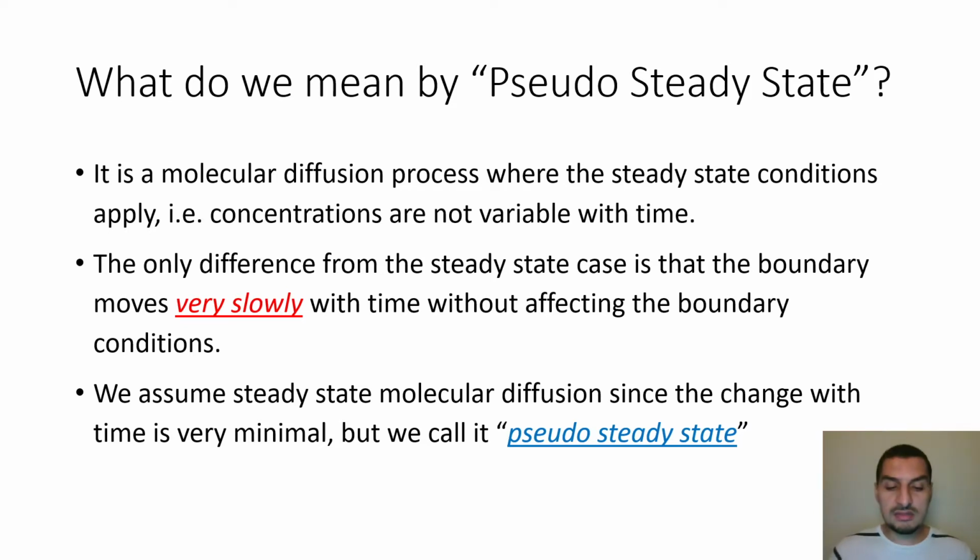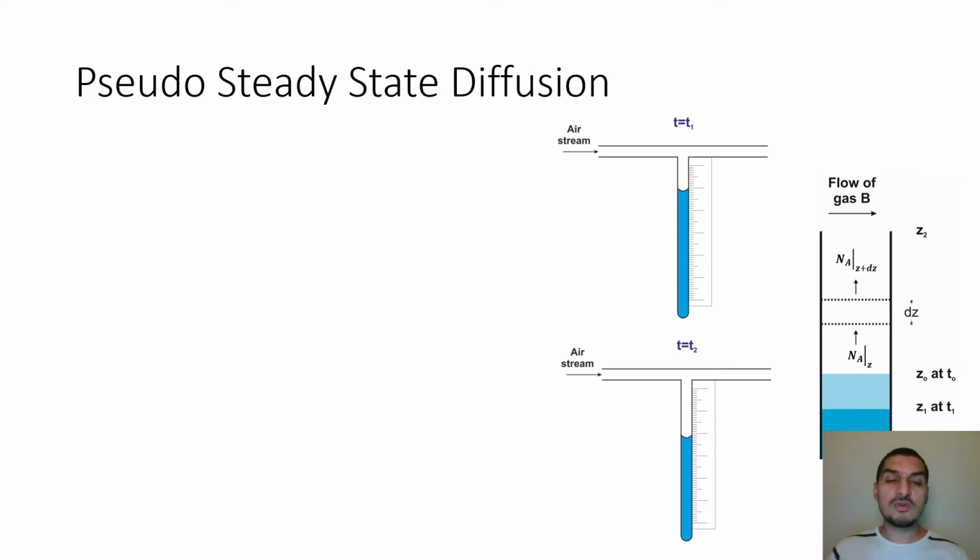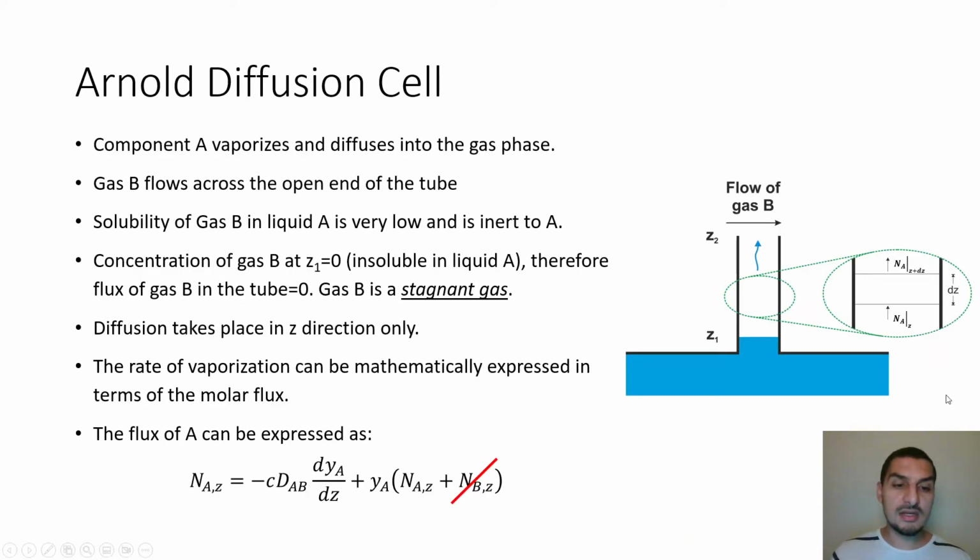So we apply steady state conditions with some manipulations after that. One famous example of the pseudo steady state is the Arnold diffusion cell, but this is not the exact Arnold diffusion cell like before. It's very similar to the previous case. In the previous case, we had a reservoir in the bottom, connected to the capillary tube, and this reservoir would compensate any losses that take place due to the evaporation. So the height here was constant. The boundary is always constant. Z1 does not change with time. After 10 minutes, after 1 hour, after 2 hours, it's always going to be the same.